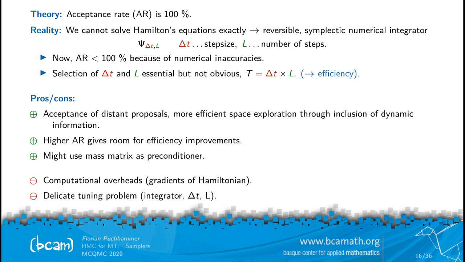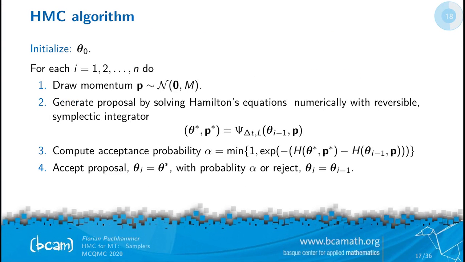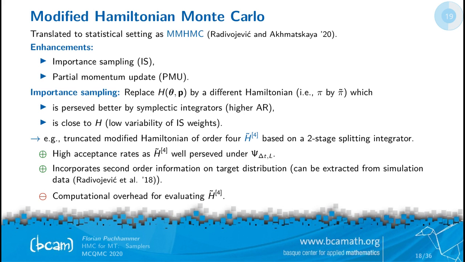On the cons side, of course, we have some computational overheads because for Hamilton's equations, we need gradients. And we have a delicate tuning problem. So we need to choose an integrator, we need to choose the step size, and we need to choose the number of steps. So I just put the HMC algorithm here in case somebody wants to pause and have a look at it, but I will not go through it right now. Basically everything is explained. But I'll explain to you the modified Hamiltonian Monte Carlo algorithm.